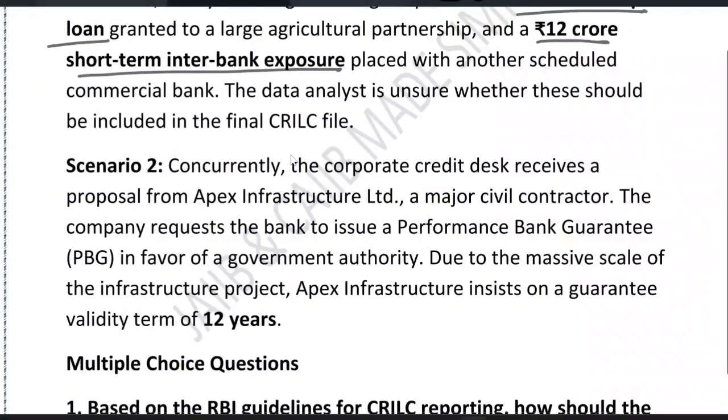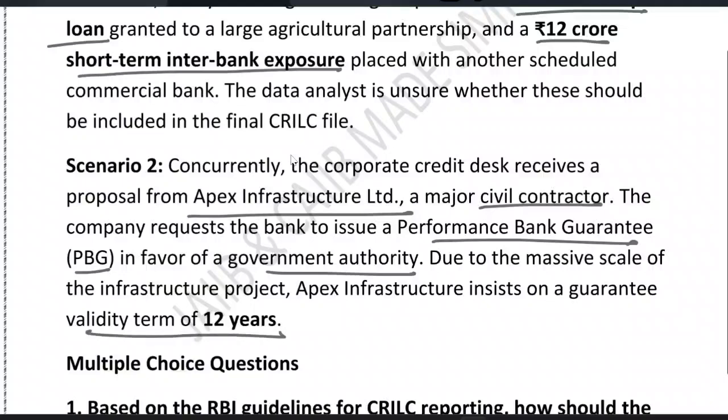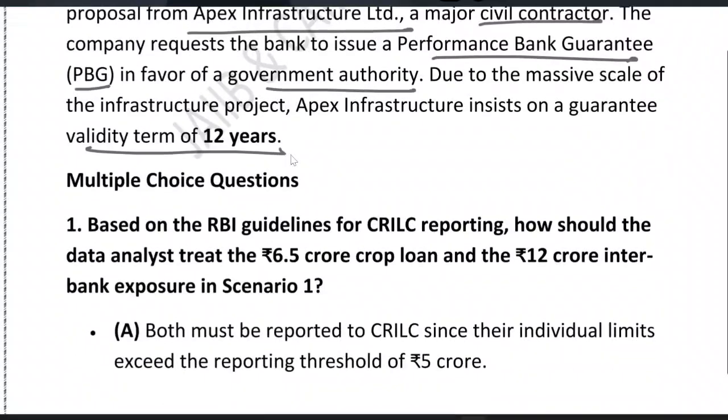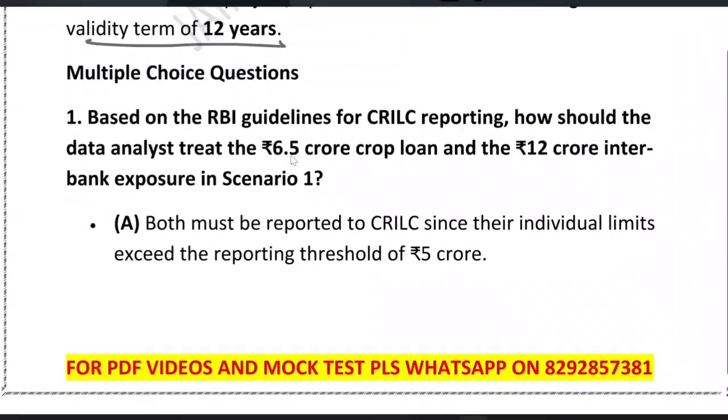Now let's look at scenario number two. Concurrently, the corporate desk receives a proposal from Apex Infrastructure Limited. Obviously, this is a civil contractor. The company requests the bank to issue a performance bank guarantee in favor of a government authority. Due to the massive scale of the infrastructure project, Apex Infrastructure insists on a guarantee validity term of 12 years. These are the two scenarios. Now the question is, based on the RBI guidelines for CRILC reporting, how should the data analyst treat the 6.5 crore crop loan and 12 crore interbank exposure in scenario 1?